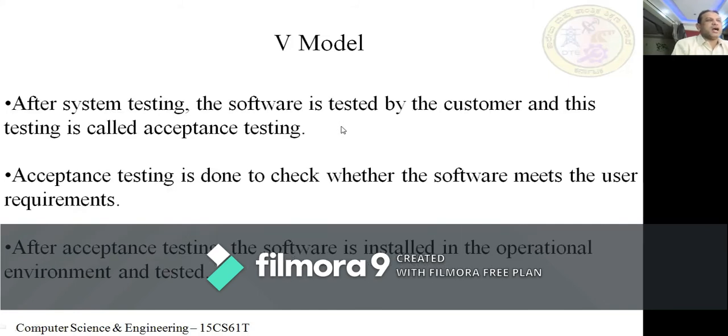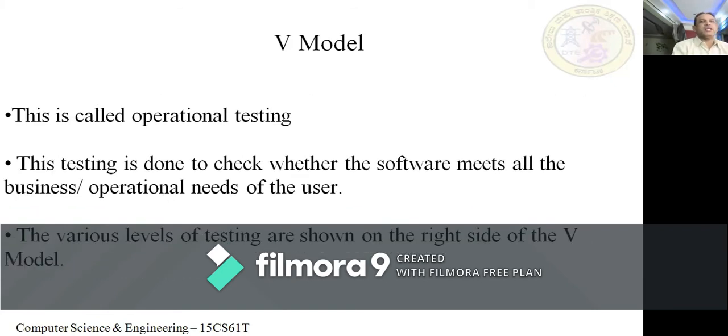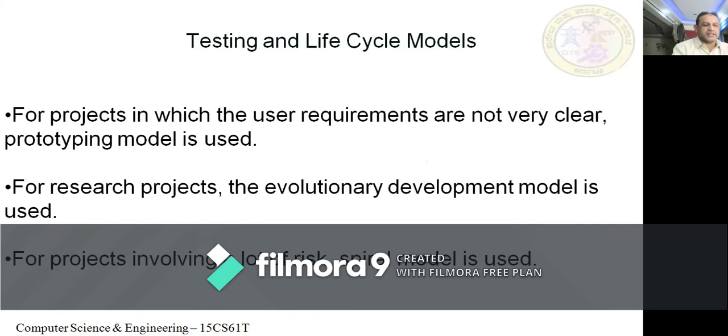Just to recap: after system testing, the software is tested by the customer, and this testing is called acceptance testing. Acceptance testing is done to check whether the software meets the user requirements. After acceptance testing, the software is installed in the operational environment and tested. So these are the various phases in the V model. That is what we call operational testing. This testing is done to check whether the software meets all the business or operational needs of the user. The various levels of testing are shown in the form of a V model. That is what we discussed in the last class, about the V model.